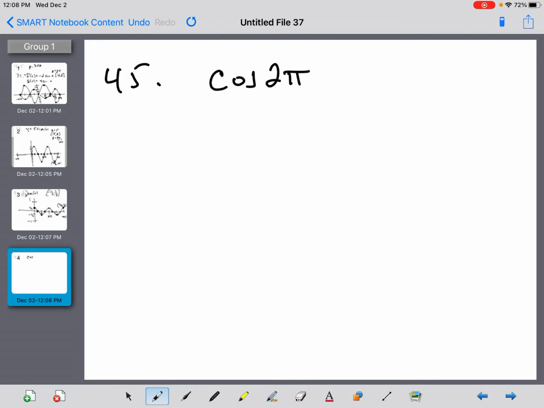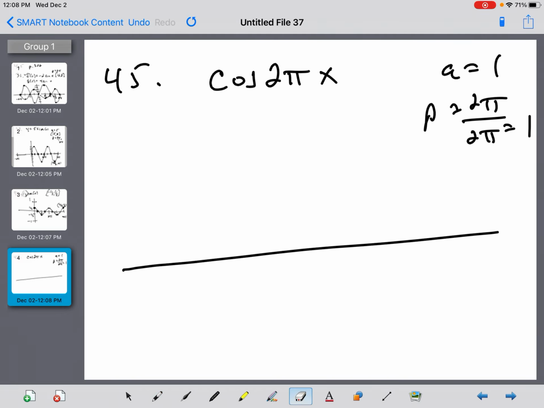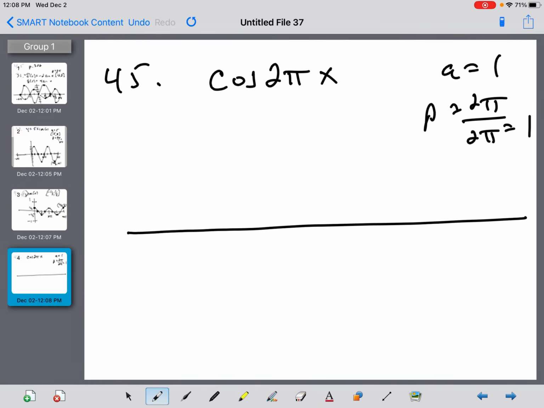Cosine 2 pi x. All right, amplitude is 1. Okay, now the period is 2 pi over the coefficient in front of the x. So my period is regular units. So now when I make, let me erase that. When I make my x-axis, instead of going in multiples of pi, I'm going to go regular units. So there's 1 and there's 2. And there's negative 1. So here's the splitting it into 4.